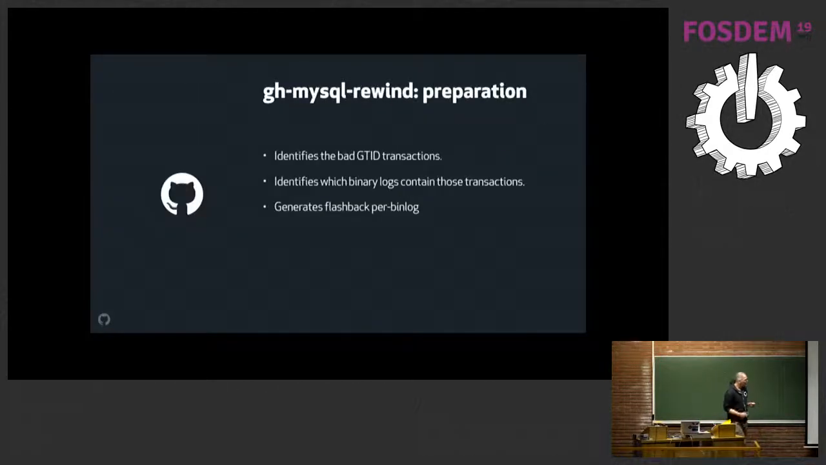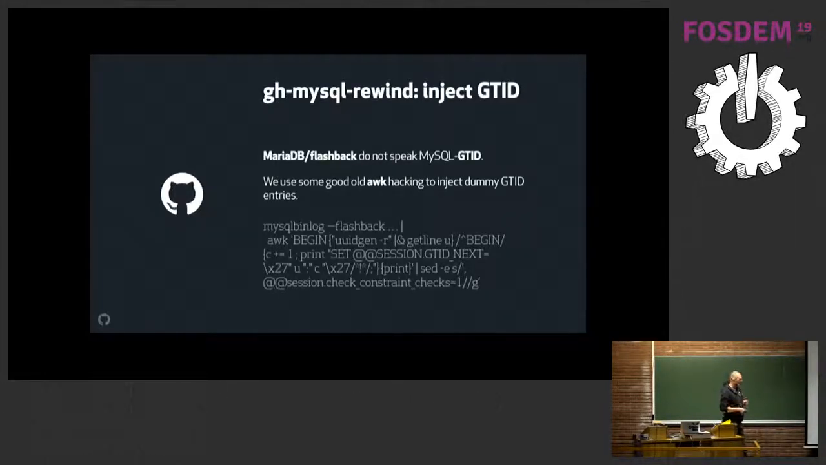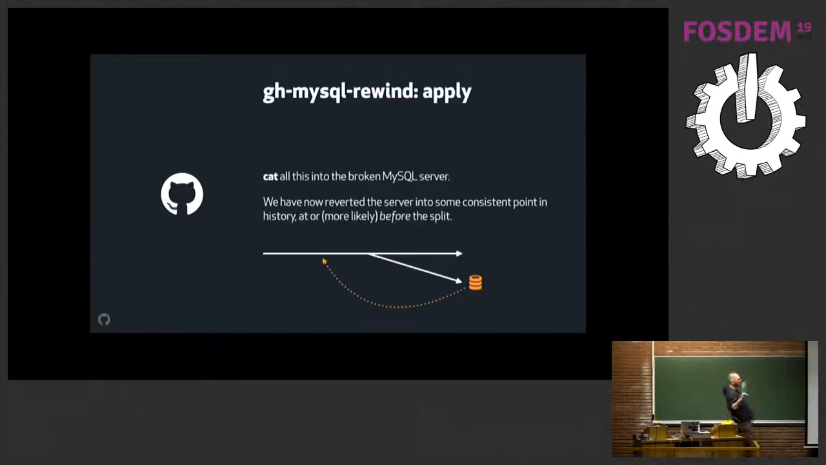No, it's not so simple, because MariaDB's mysqlbinlog has no notion of MySQL GDID. It's a different product. It doesn't speak MySQL GDID. But we need GDID to tell us what went wrong. And so we need to do a little bit of hacking, like this simple awk and sed script, which I clearly don't need to explain. It's self-explanatory. We inject some GDIDs, and we throw that back into MySQL, and we literally move MySQL back in time. So far, so good?